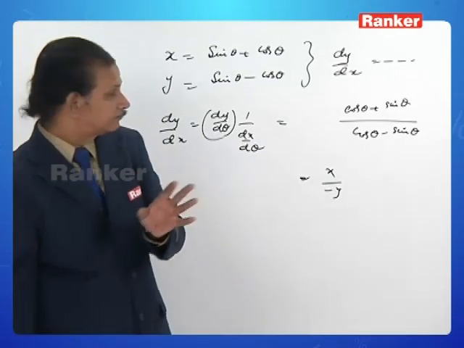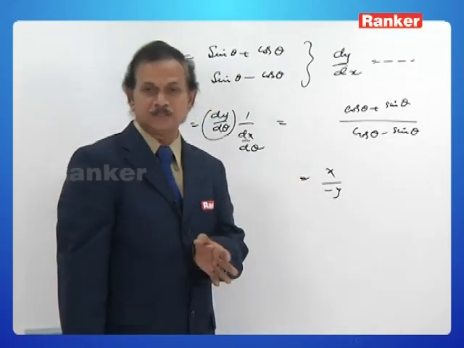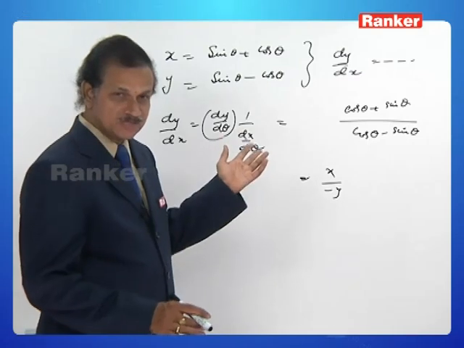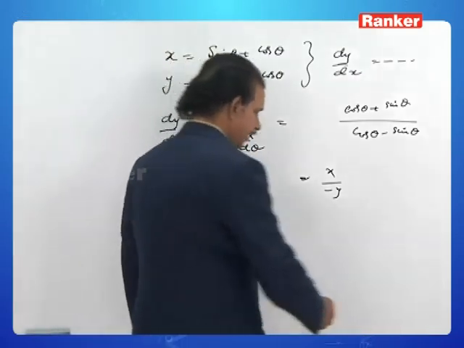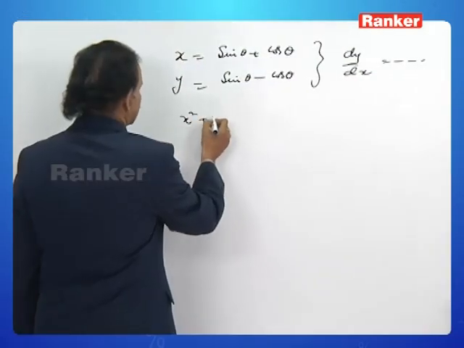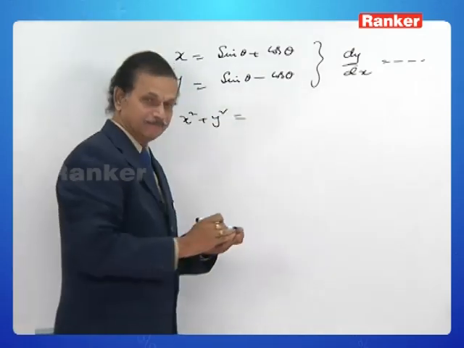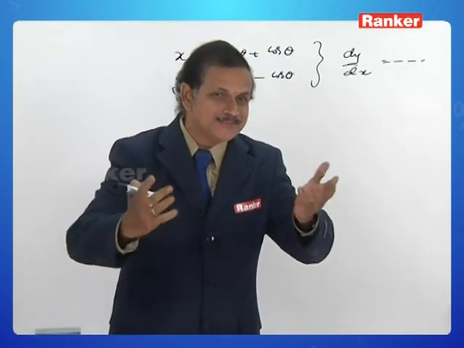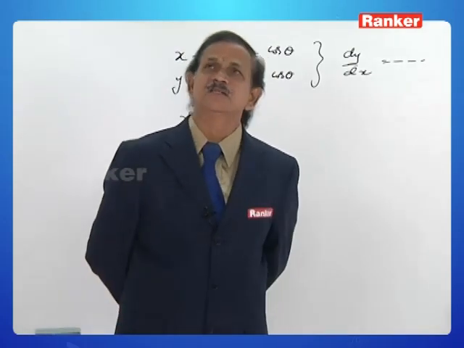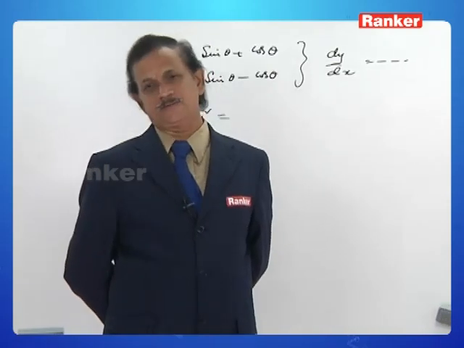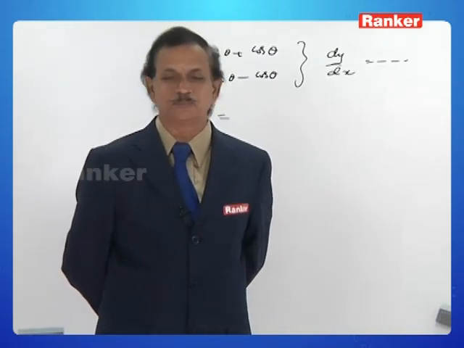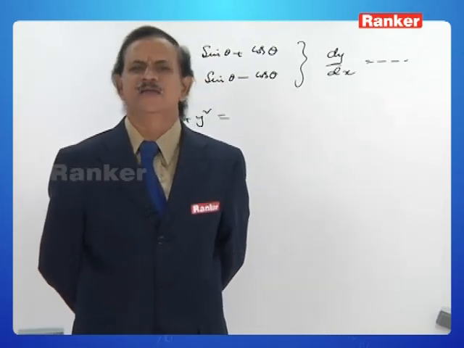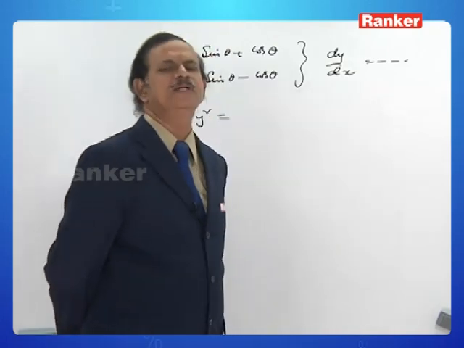Suppose in the options given only x's and y's are present, then you can think of this procedure in another way also. What is the way? x square plus y square is equal to... I am eliminating theta. How to get that idea? The question is, what is dy by dx? And among the options no theta is present. In every option x or y is present. Then and there itself I would have got the idea of eliminating theta.